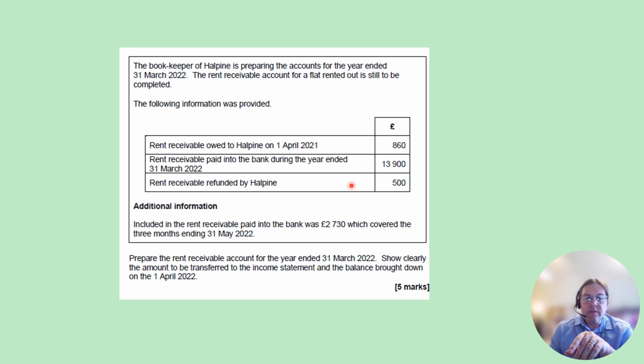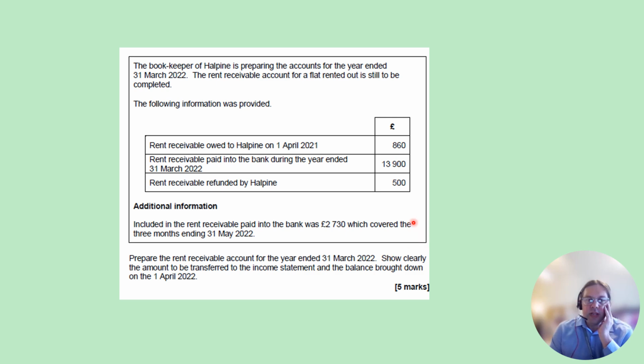At the end of the year, we've had a refund of £500. So we've paid a refund to Halpine. Halpine is the company. So the label for that could be bank, is the most logical because we're paying money out of the bank account. So we've got on the debit side of the rent receivable, the credit side of the bank, 500, and we'll look at the mark scheme and see the alternative presentation in a moment.